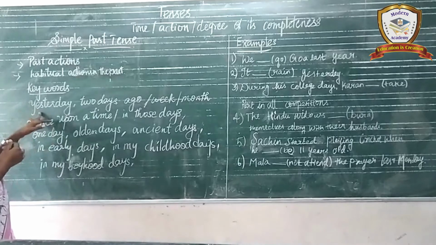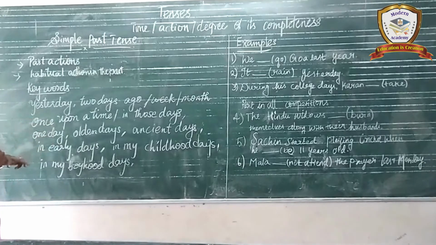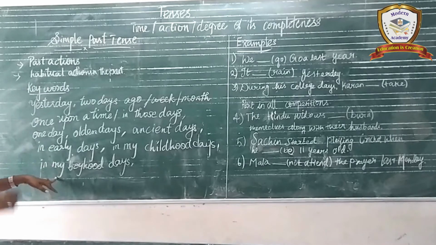What are the clue words? Yesterday, two days ago, a week ago, two weeks ago, two months ago, two years ago, last week, last month, last year, last Sunday, last Monday. These are the clue words for past tense. And once upon a time, long, long ago, in the ancient period, in those days, ancient days, in early days, in my childhood days, in my boyhood days.